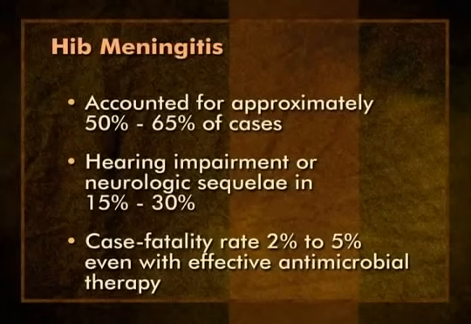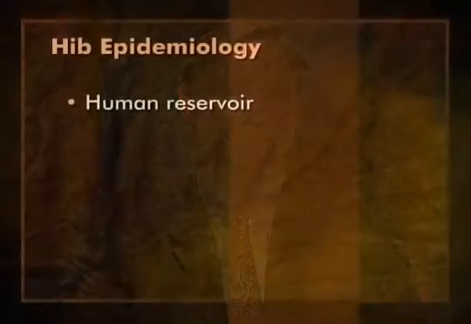Before a vaccine was available, Hib was the most common type of bacterial meningitis in infants. Hearing impairment or neurologic sequelae occurred in 15 to 30% of survivors. The case fatality rate was 2 to 5%, even with effective antimicrobial therapy. With the disappearance of Hib meningitis, Streptococcus pneumoniae, or pneumococcus, is now the most common cause of bacterial meningitis in infants. Pneumococcal meningitis has not become more common. In fact, it has become less common since pneumococcal conjugate vaccine became available. But since Hib meningitis now rarely occurs, what was number 2 has become number 1 just by default.